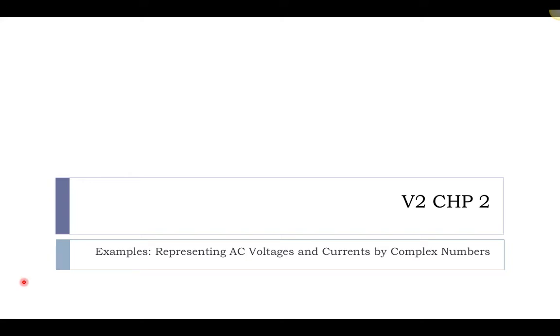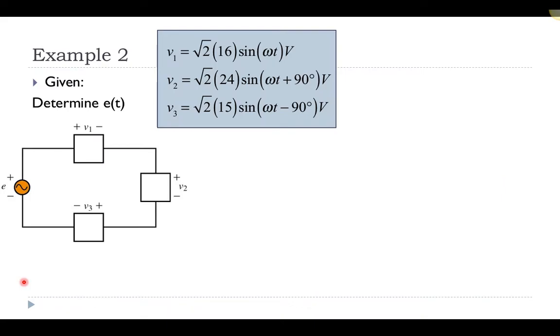In the second part of this presentation, we'll look at some examples of representing AC voltage and current sources by complex numbers and how we can use this to add supplies together to be a single equivalent supply. So suppose that we are given three different components that have voltages V1, V2, and V3, and they are not necessarily in phase with one another.